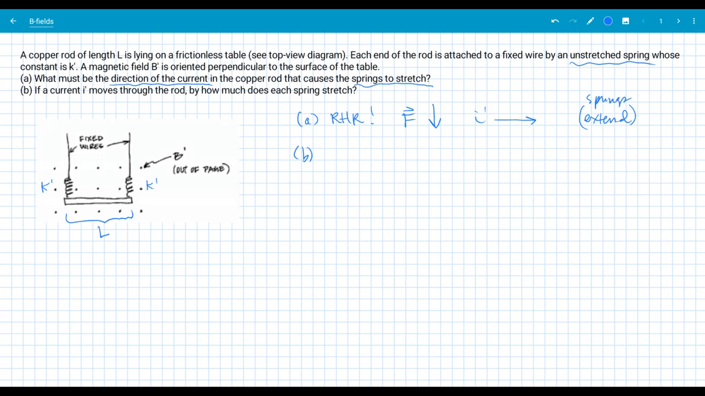Okay, sorry, moving on to B. If a current I prime moves through the rod, by how much does each spring stretch? Cool. We know this. We know about Hooke's law and that kind of thing. Let's remind that the equation that we're looking at here, the force that the B field exerts is equal to L I prime cross B prime.